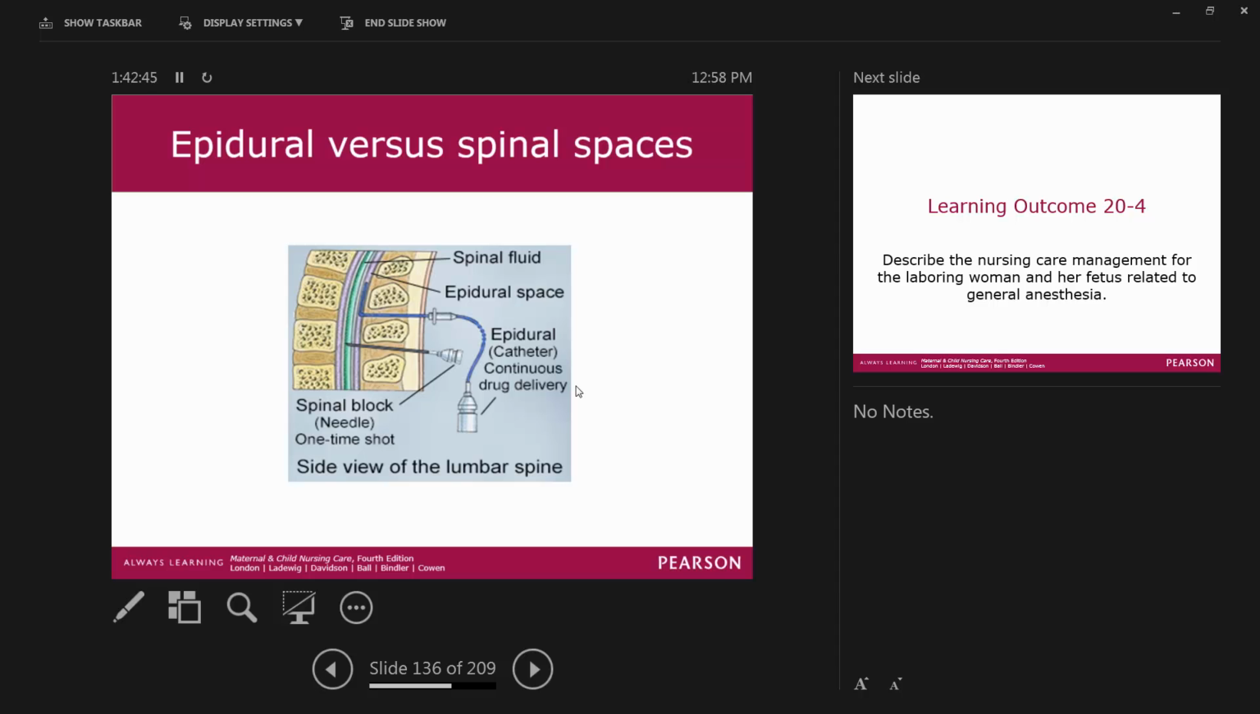So between which vertebrae is what? I think they start at T12 somewhere. Depending on the woman's anatomy, they might go a little higher or a little lower. The anesthesiologist is pushing and trying to find the best place.